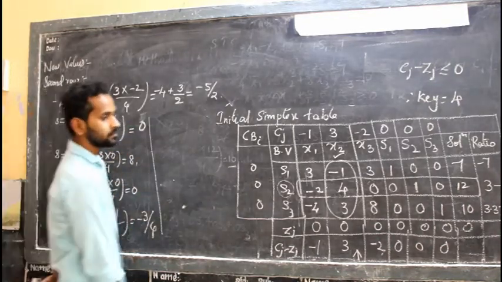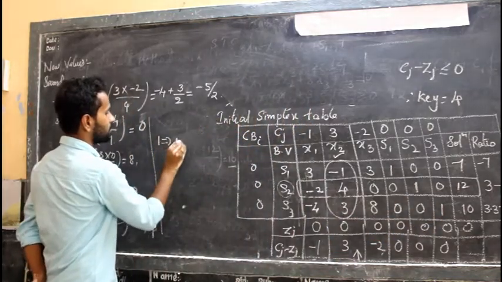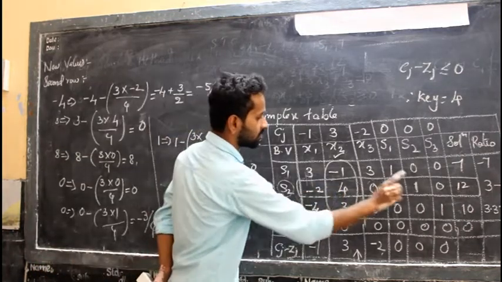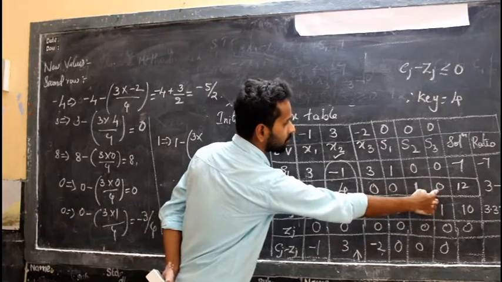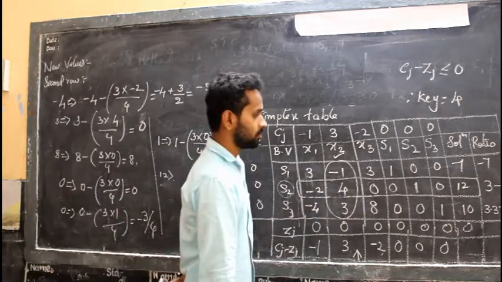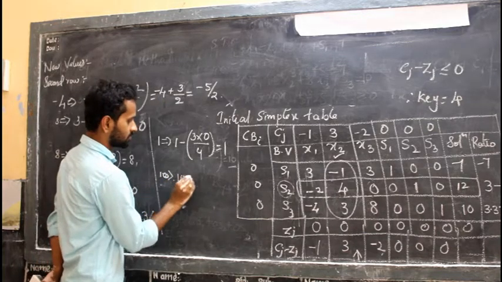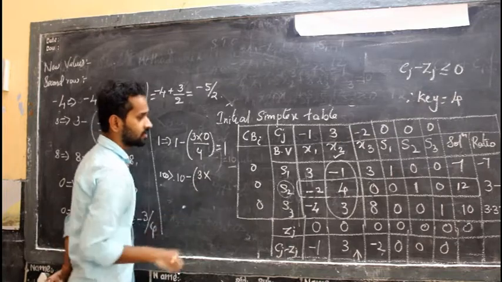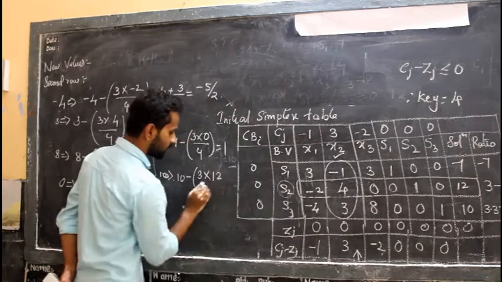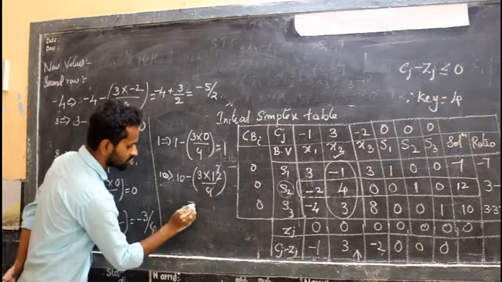Now 1 implies 1 minus old value. Key corresponding column value is 3. I already told you the key corresponding column value is similar for everything. Key corresponding row value is 0 divided by 4. Solution will be 1. Now for 10: 10 minus key corresponding column value is 3, and the key corresponding row value is what? 12. 12 divided by 4 is 3, so 10 minus 9 becomes 1.